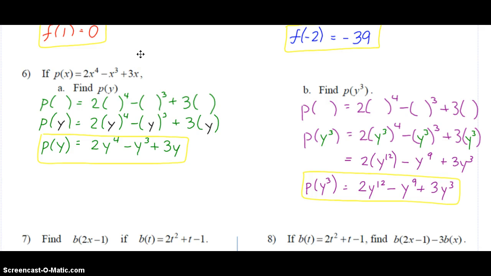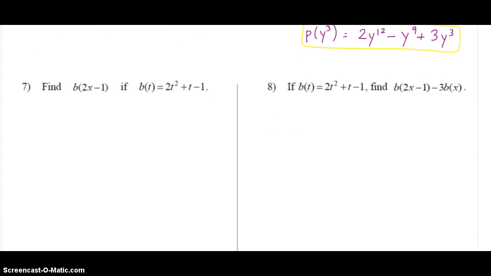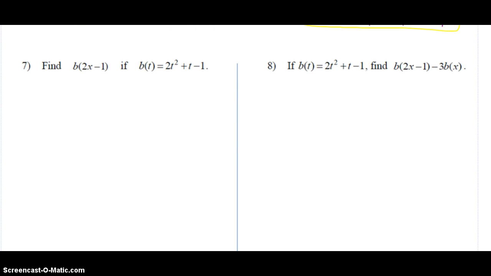Once again, I hope you found these relatively straightforward. The only thing that you needed to remember that was a little bit different from plugging in a constant was that we need to be careful with our power rules and these variables. All right, we're going to try example number 7 and 8 now. And they are going to be a little bit different because if you notice, instead of plugging in a constant or a variable, we're plugging in a binomial this time. The rules are exactly the same. Set it up, plug it in, and then just do the math.